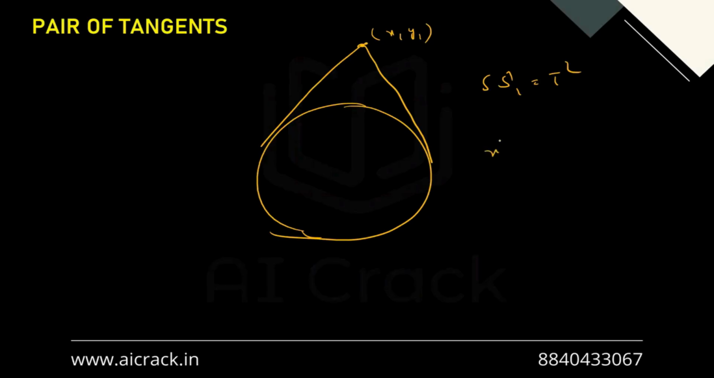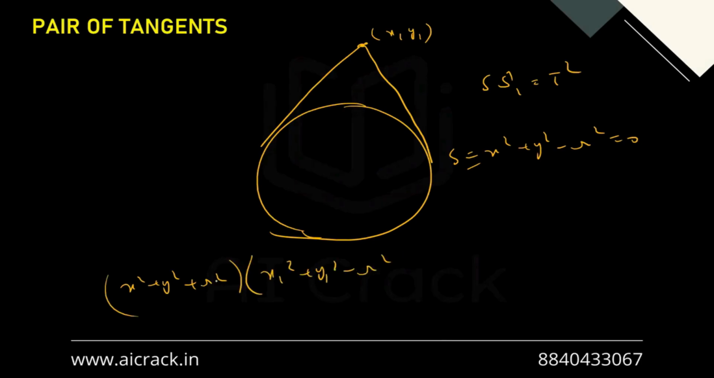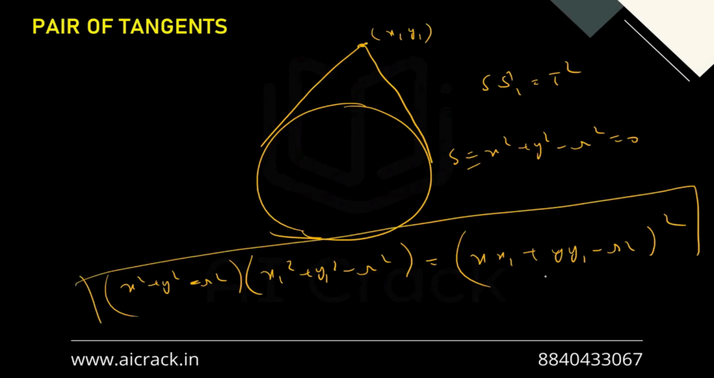Let's say this circle is x² + y² - r² = 0. This is the circle, so the expression S is this only: x² + y² - r². So our notation would give us (x² + y² - r²) times S1, that would be (x1² + y1² - r²), equals T², that would be (x x1 + y y1 - r²) whole square. This we have to solve to find the pair of tangents equation from this particular point onto the circle. Again, it's quite simple.